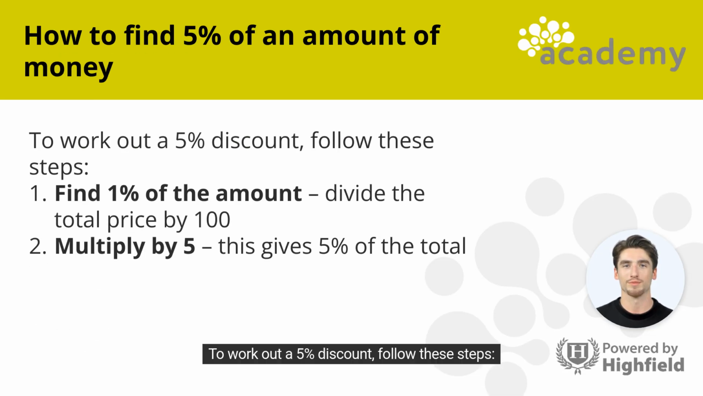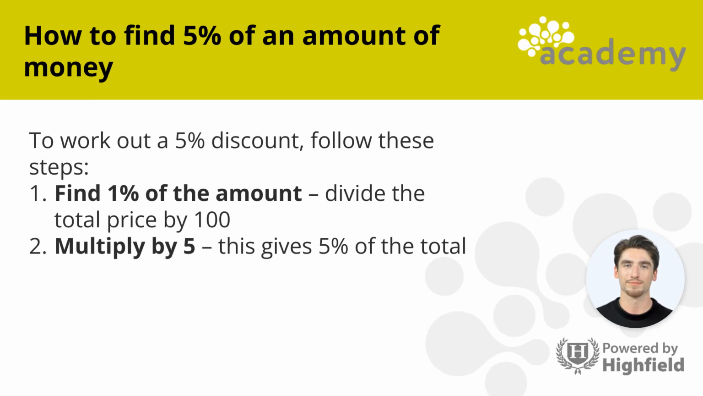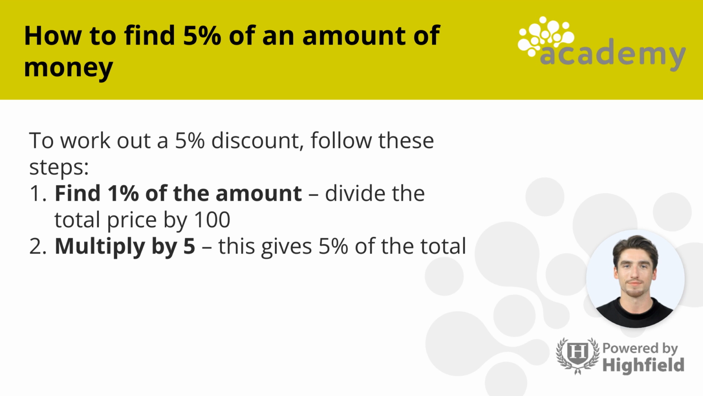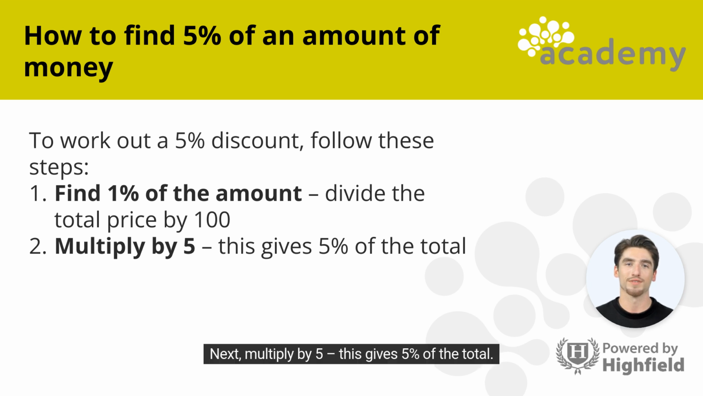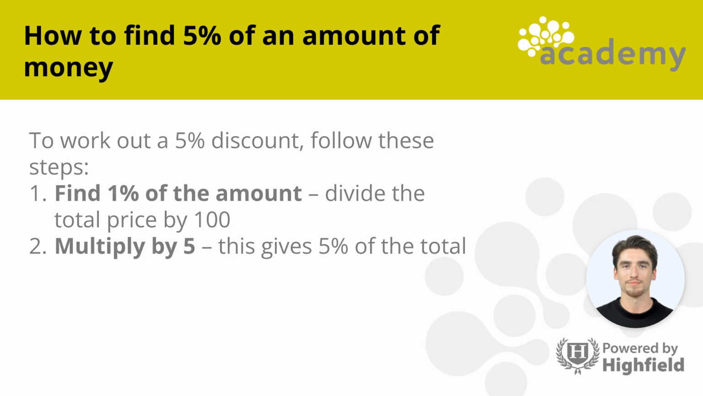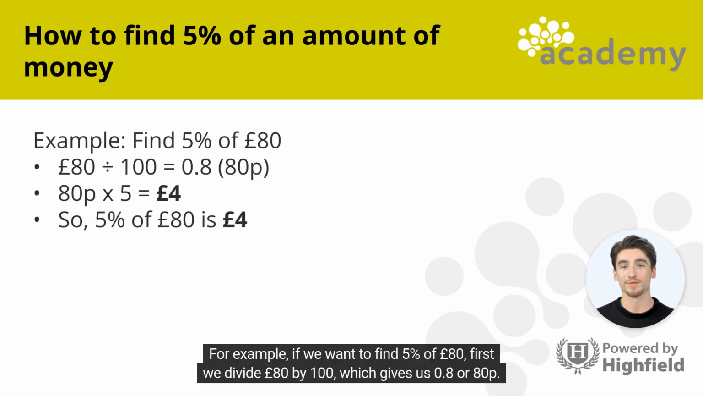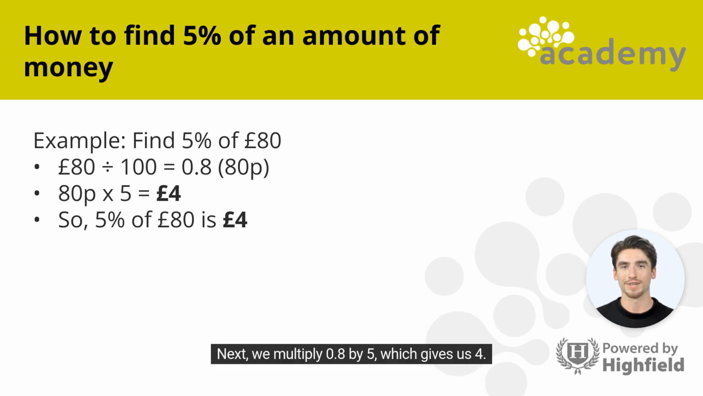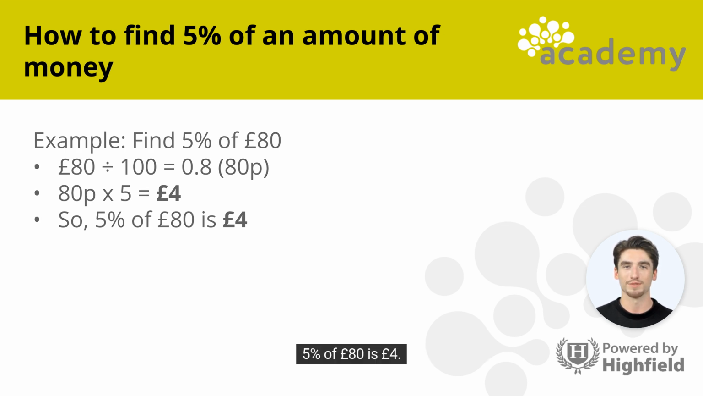To work out a 5% discount, follow these steps. First, find 1% of the amount. Divide the total price by 100. Next, multiply by 5. This gives 5% of the total. For example, if we want to find 5% of £80, first we divide £80 by 100, which gives us 0.8 or 80p. Next, we multiply 0.8 by 5, which gives us 4. 5% of £80 is £4.